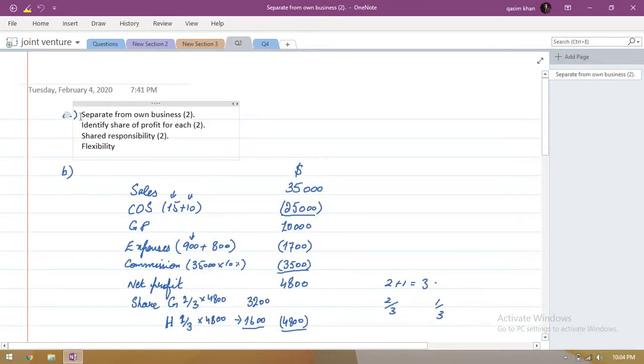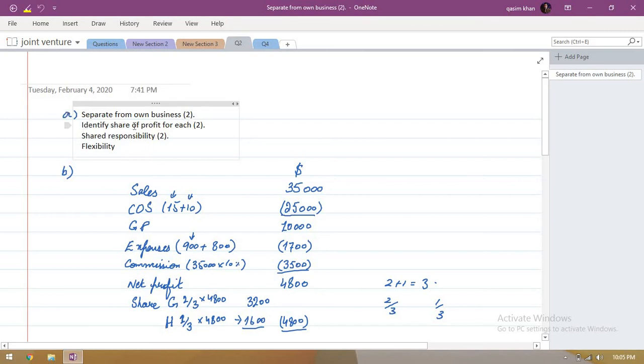These are some benefits. The first one is separate from their own business. It means that from the joint venture they can generate some extra income. Also, they can enter into new markets. For example, if they are working in the clothing business, they can enter into some other industry, for example technology, with the help of a joint venture.